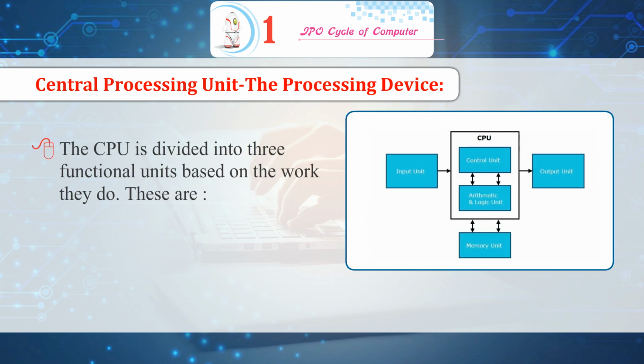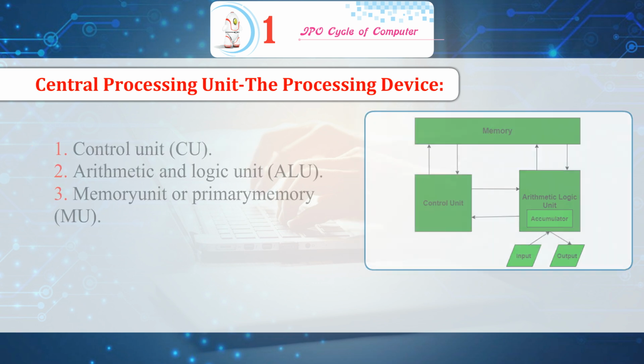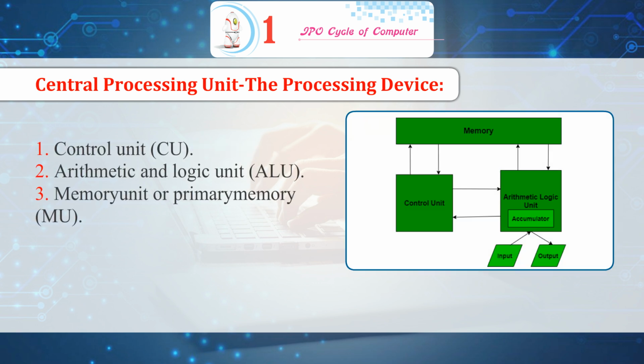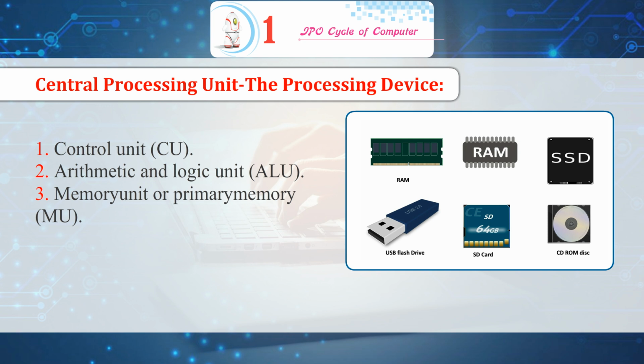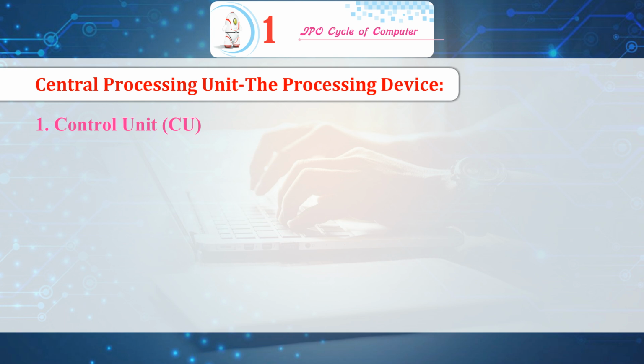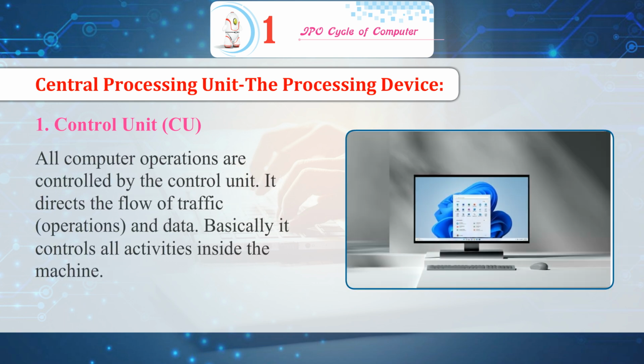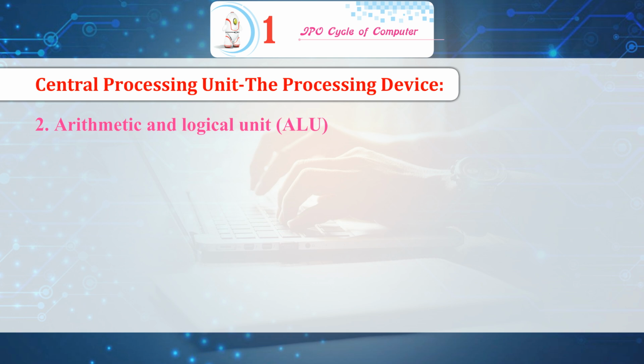The CPU is divided into 3 functional units based on the work they do. These are 1. Control unit, CU. 2. Arithmetic and logic unit, ALU. 3. Memory unit or primary memory unit, MU. Control unit, CU. All computer operations are controlled by the control unit. It directs the flow of traffic, operations, and data. Basically, it controls all activities inside the machine.